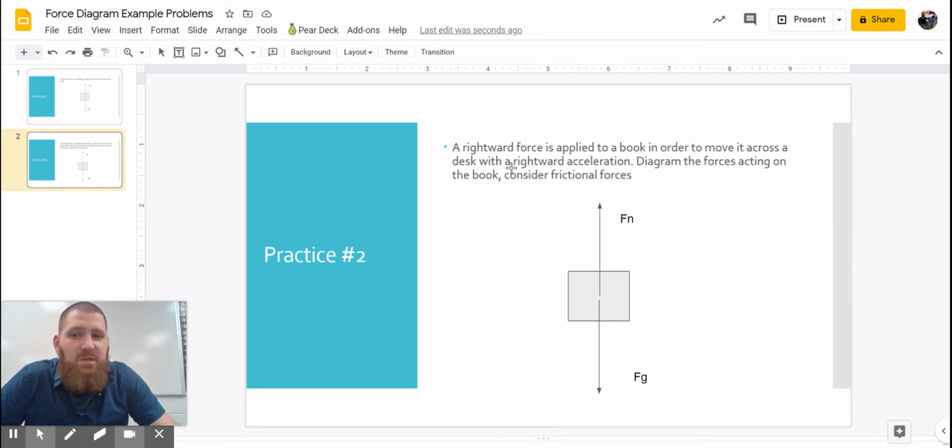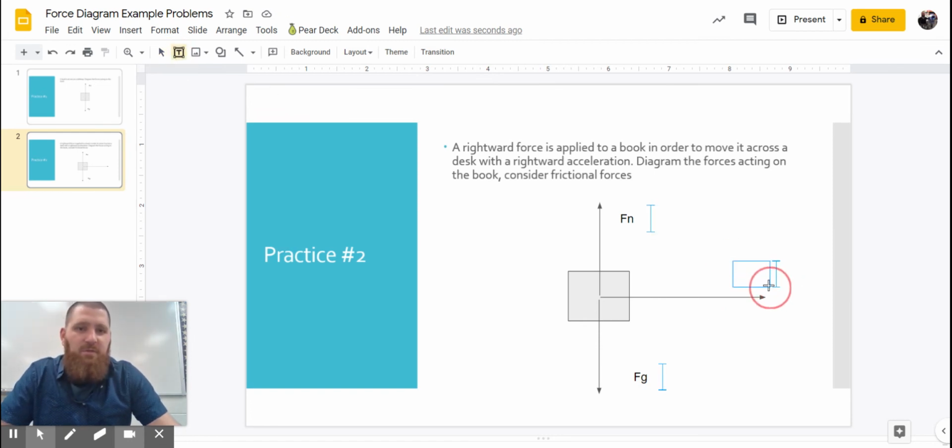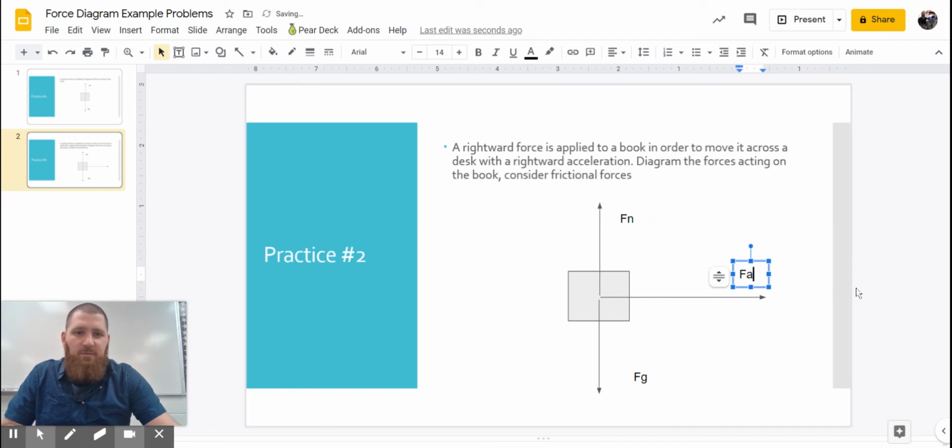Now, the thing I want you to keep in mind when we draw this force is that because we have this rightward acceleration, we know our rightward force is our largest force. So we're going to draw our right arrow a little bigger than our left arrow. I'm just going to overemphasize it a little bit. And here we go. Now I'm going to label this, like we just discussed, FA.